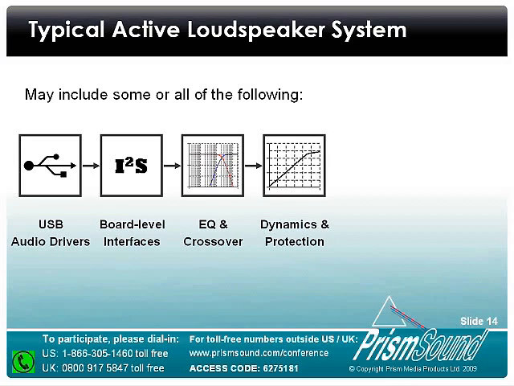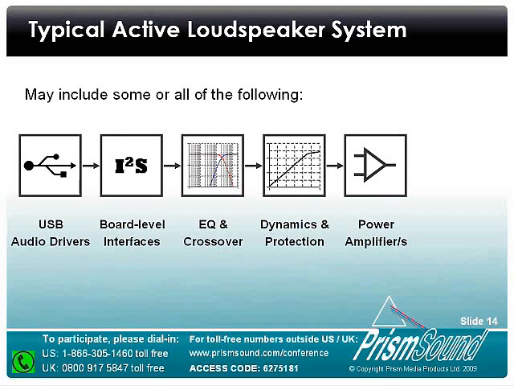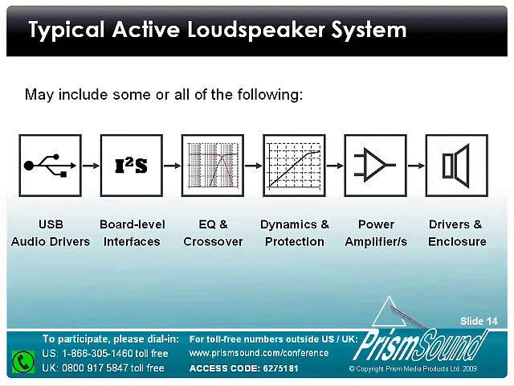We may have some dynamic processing on board the system as well. Again, this is potentially to help with protecting the system from overload or unintentional abuse. And by definition, a powered or active loudspeaker will incorporate a power amplifier or power amplifiers, depending on how many drive units and what spectral range of signals those drive units are intended to handle. And of course, we will have some electroacoustic transducers, and in almost all cases we'll have some kind of acoustic enclosure to mount the drive units and to remove the radiation from the rear of the diaphragm.